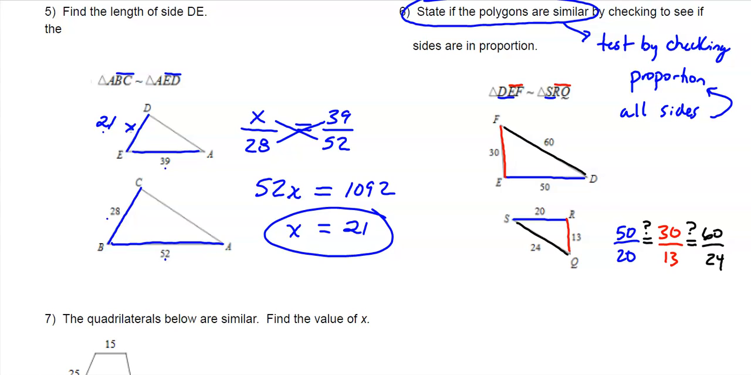But when I check these proportions, 50 divided by 20. Well, that's 2.5. So basically the big triangle is 2.5 times larger than the small triangle. And when I try 30 divided by 13, I'm only getting 2.3. So there's really no need to go any further. I know that these are not in proportion. So the correct answer here is no.